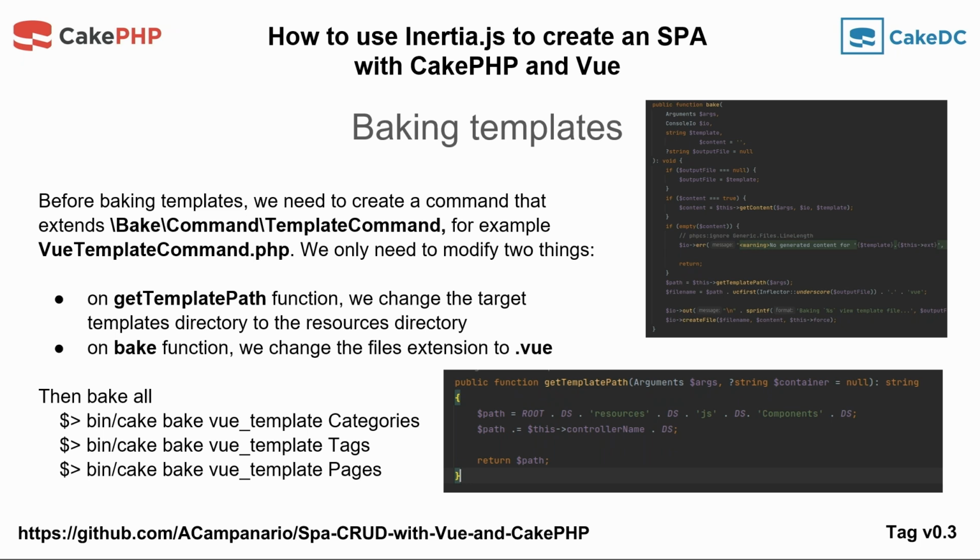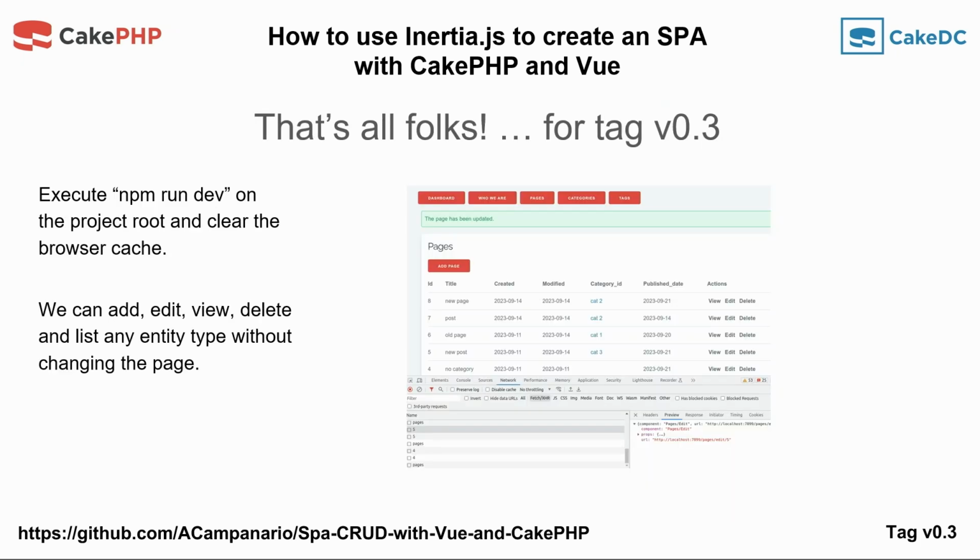But when baking templates, before baking templates, we need to create a new command. This command extends the bake command template command. For example, I name it view template command. We only need to modify two things in this file. On get template path, we change the target templates directory to the resources directory. And in the bake function, we change the saved file extension to .view. Then bake as normal, but with this new command: view template categories, bake view template pages, bake view template tags.